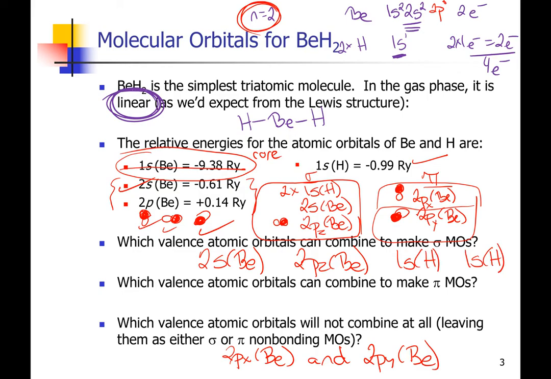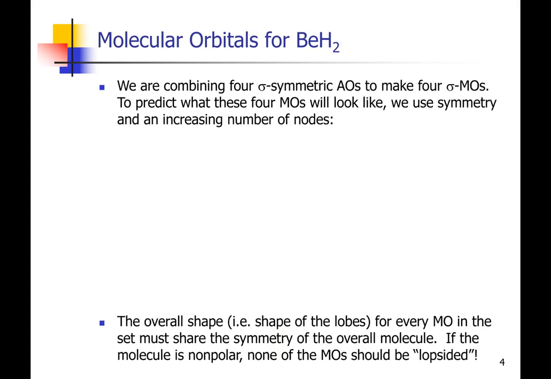And as it turns out, we will not have any pi symmetric atomic orbitals that are able to combine with anything else. And so the answer to the middle question is none. So there's not a whole lot of point in us sitting down and drawing out our pi symmetric molecular orbitals because they look exactly like the pi symmetric atomic orbitals because there's no combination. It's just atomic orbital renamed to be molecular orbital because the atom became part of a molecule.